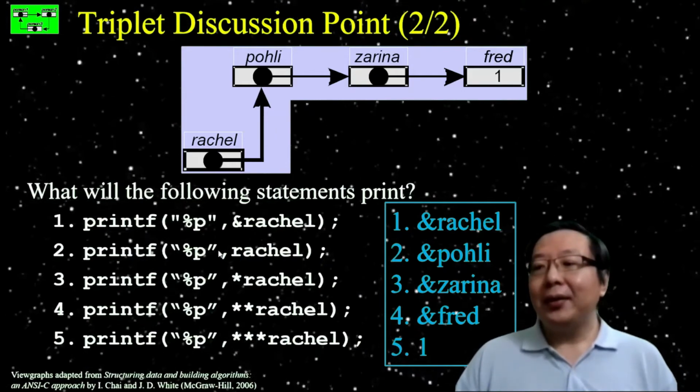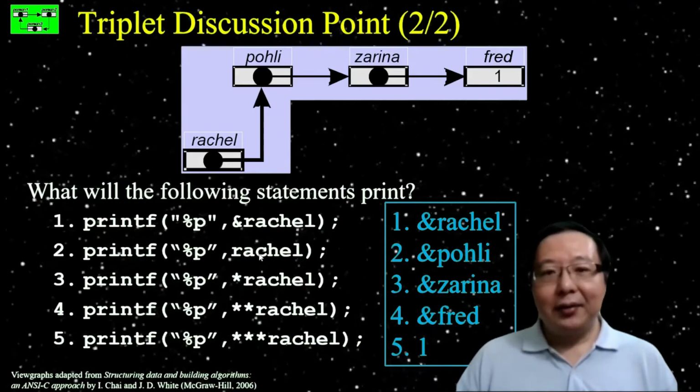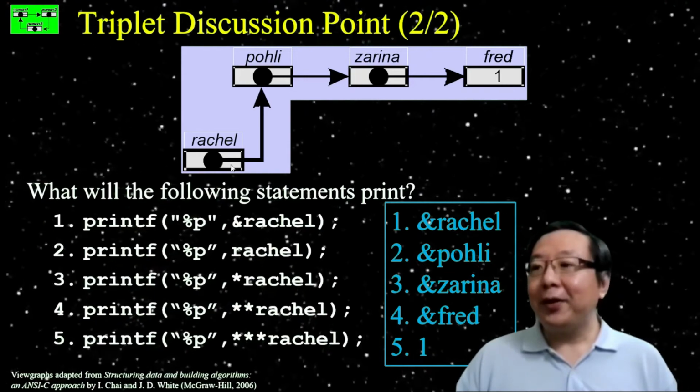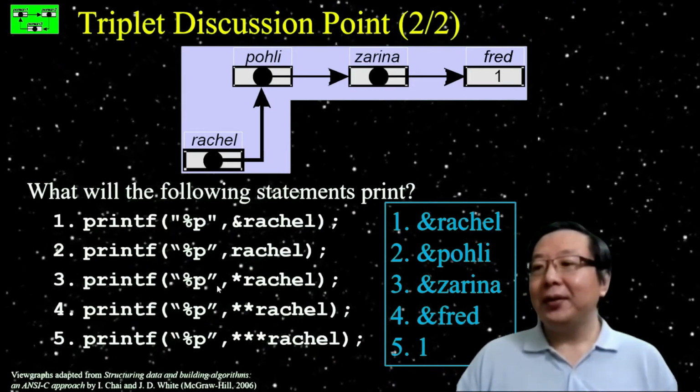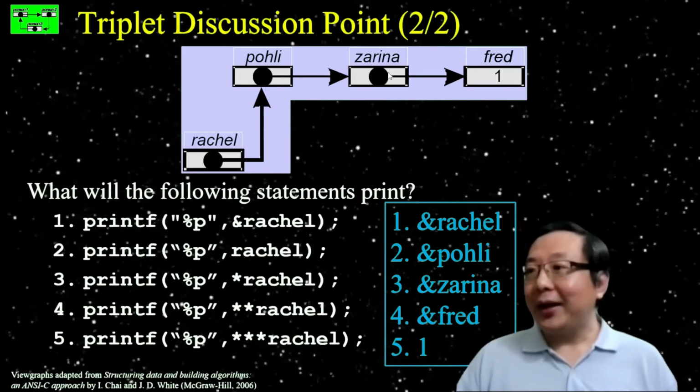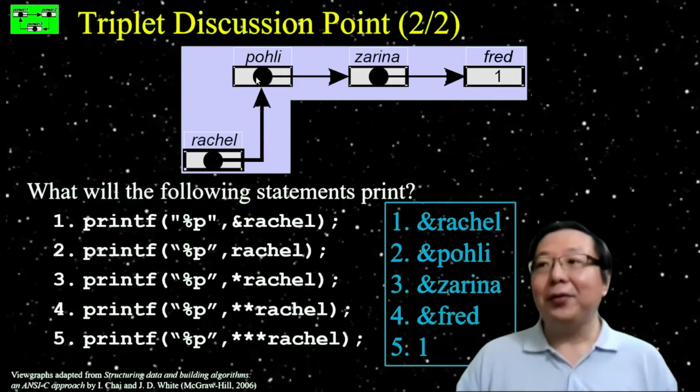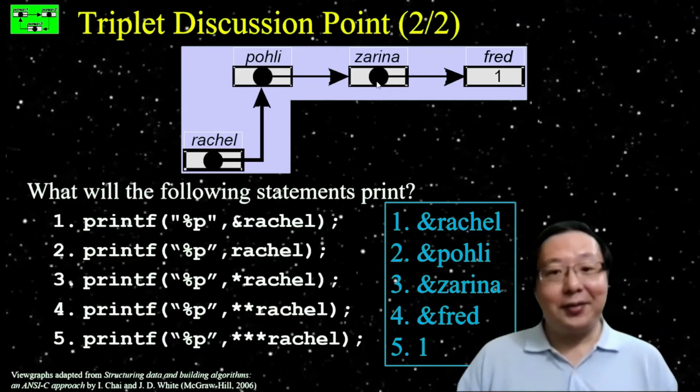If I print Rachel, I would get the address of Polly because Rachel contains the address of Polly. If I print star Rachel, I would get the address of Zarina because I follow this arrow, find what's in there, which is the address of Zarina.